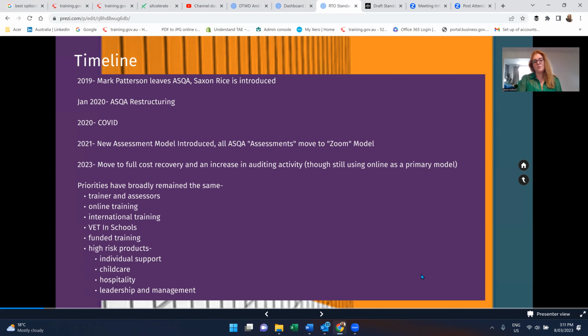And then continuing that focus on high risk products: individual support, first aid, childcare, leadership and management, hospitality. I know leadership and management and hospitality might seem a little bit strange, but that's more of a volume issue, which is the reason why the regulators choose to look at some of those sorts of things.